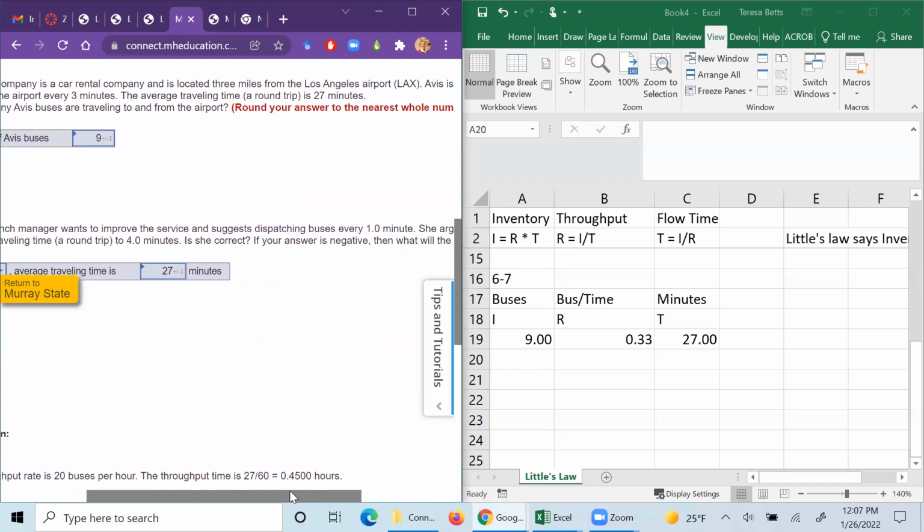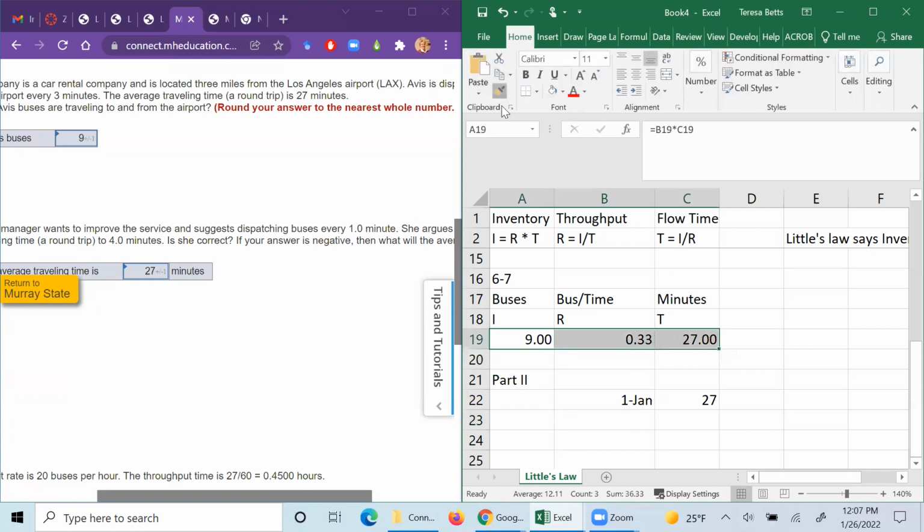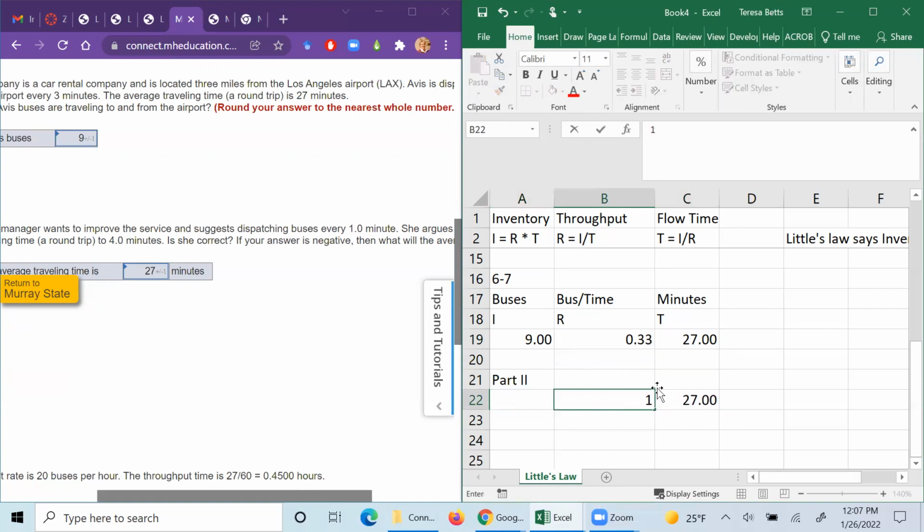Improve the service and suggest dispatching buses every minute. Okay. So instead of 1 bus every 3 minutes, in part 2, we're going to have 1 bus every 1 minute, and the round trip still takes 27 minutes. I'm going to format these cells as numbers again. And again, this is 1 bus every 1 minute.